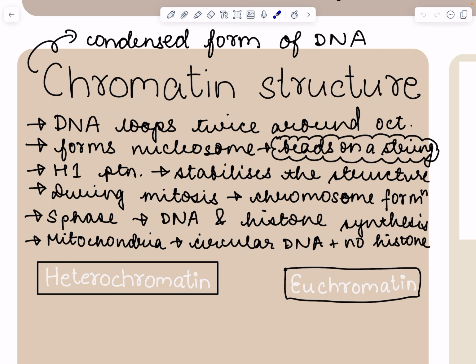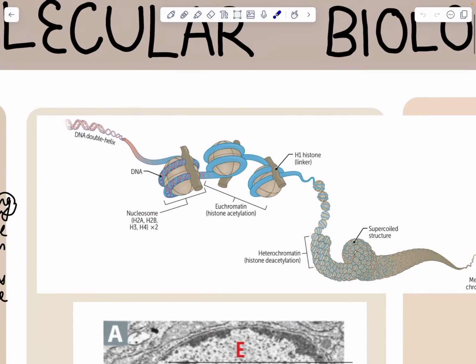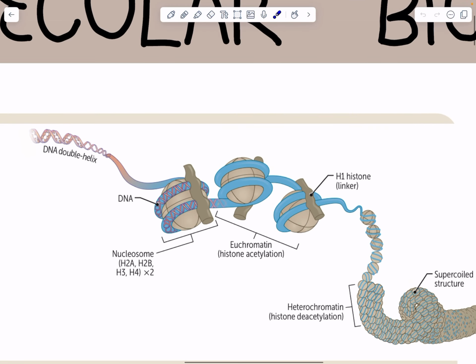First let's look at its structure, and then we will talk about its peculiarities. So this is our DNA double helix. We know how it looks. And this is the histone octamer. There are four histone proteins present, and twice they are present, so it is an octamer. The DNA will loop around this histone octamer and form a nucleosome.